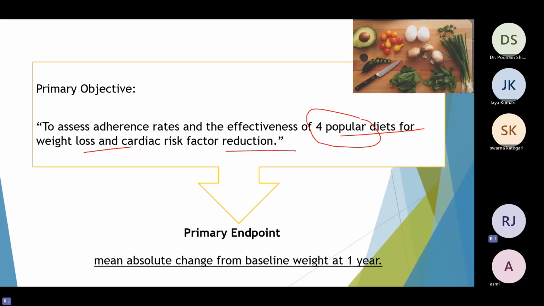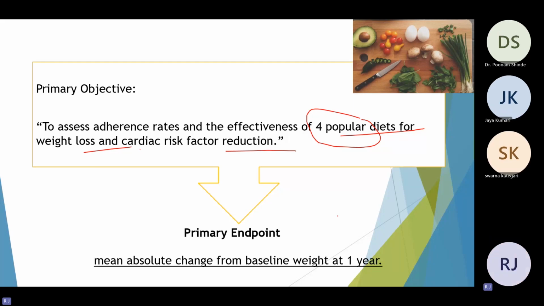Now, how will I come to know whether my primary objective is met or not? For this, we check the mean absolute change from the baseline weight at 1 year. It means we'll check the weight before enrolling the subject in the clinical trial, and after 1 year, we'll check the weight of the subjects. Then we'll see what the percentage change is. That is the endpoint, meaning the parameter. Weight is our endpoint here, right? Percentage change in weight is our endpoint. Understand, right?